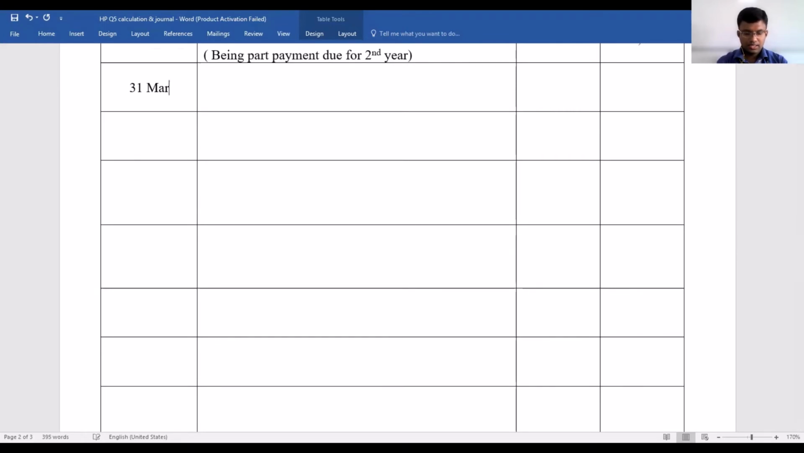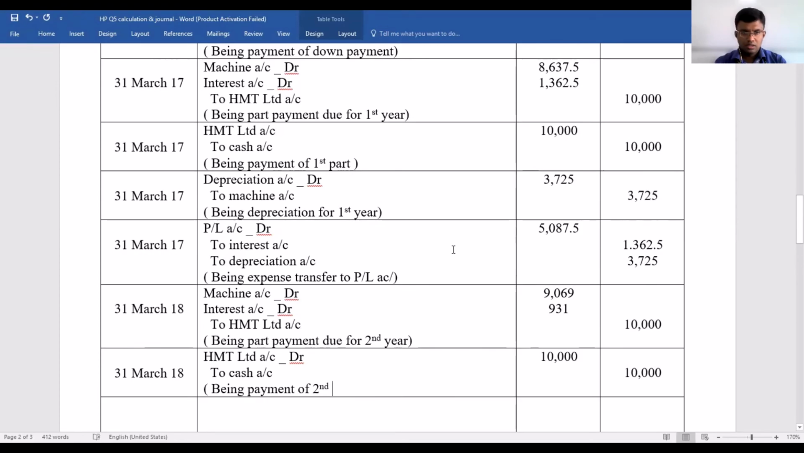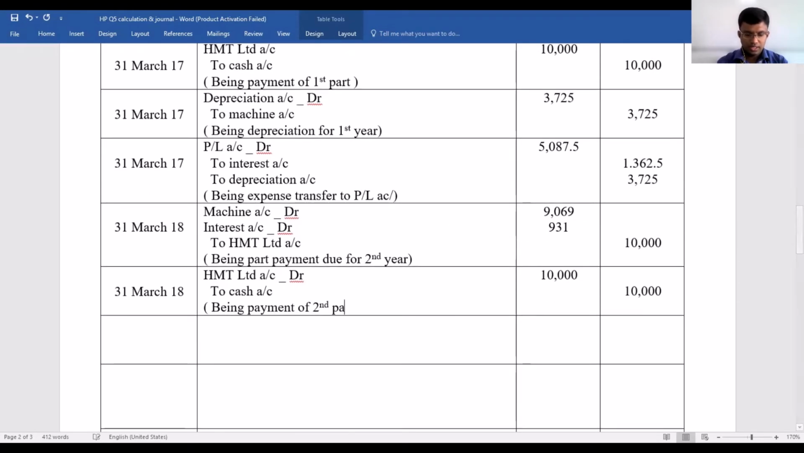Now, the next entry for 2018 would be for releasing of the part payment to the vendor, which will be HMT Limited account debited to cash account. Being payment of second part payment. Okay, so that has been released to the vendor.